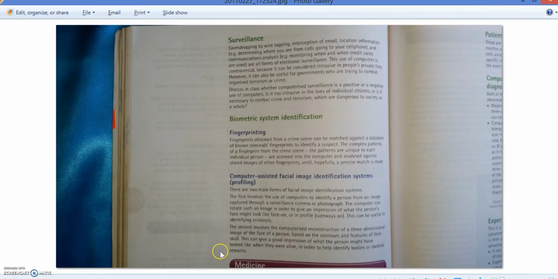skeletal remains are found, then they can do some kind of analysis. So they can scan the shape and features and so on of that skull or skeleton and figure out what the person might have looked like while they were alive in order to identify them. So again, in the field of law enforcement, there are so many ways that computers can be used even beyond what is described in this section.